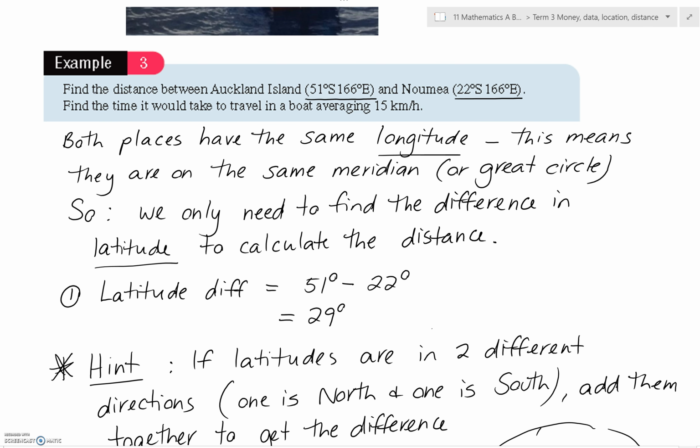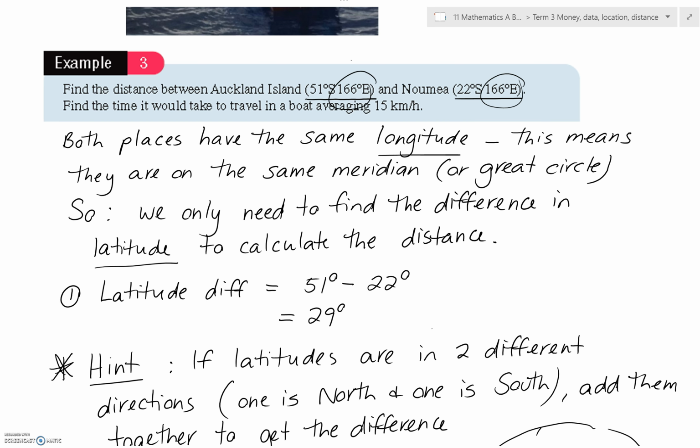15 kilometers an hour. Now, the first thing to notice about those two place longitude and latitude measurements is our longitude is the same. You can see that here, 166 degrees east, 166 degrees east. So what that means is they are on the same meridian. If there's no difference in longitude, they're on the same meridian or same great circle.